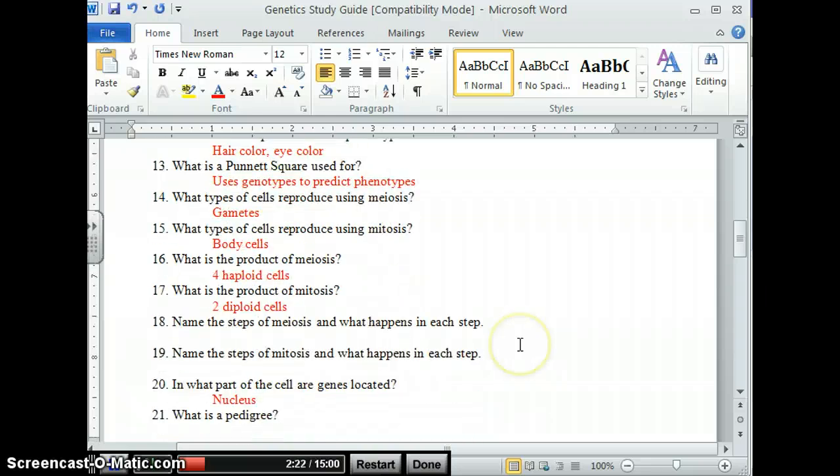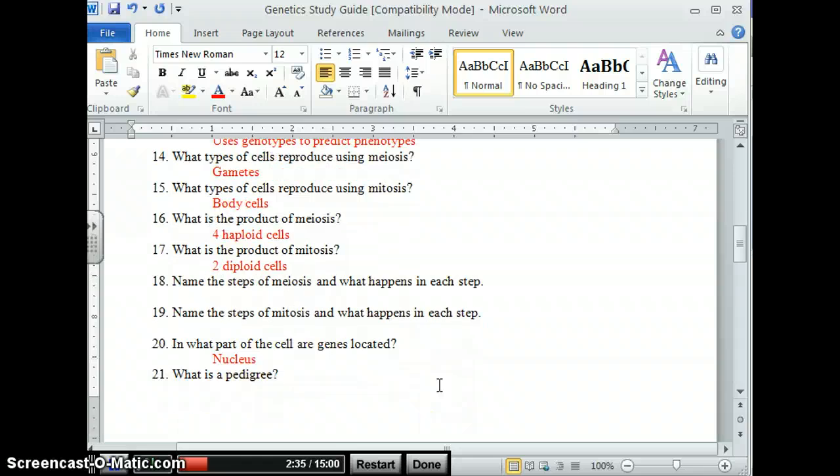For 18 and 19, you'll want to look back at the meiosis and mitosis notes. But basically, the phases that you need to be aware of are prophase, metaphase, anaphase, and telophase. Genes are located in the nucleus of a cell.